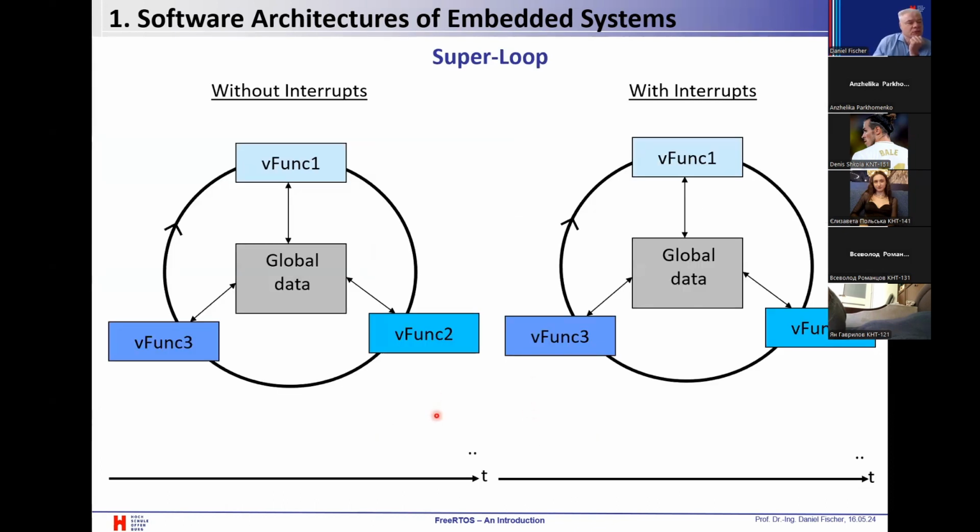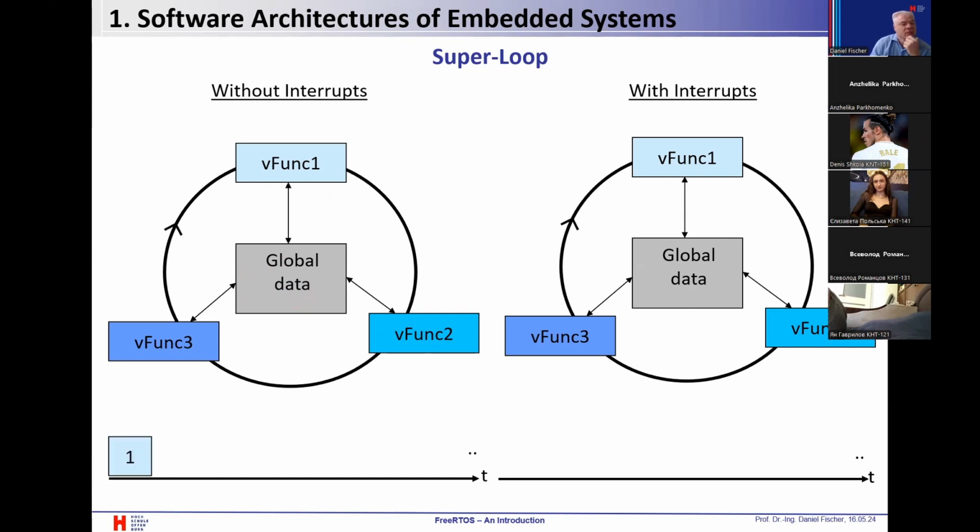The first one is the super loop, here without interrupts, very, very easy to implement. You write a main function with an endless loop, and in this endless loop you call your first function, the second function, and the third function, no problem. And each function can write and read global data, global variables. They can communicate in a very simple way by using this global data.